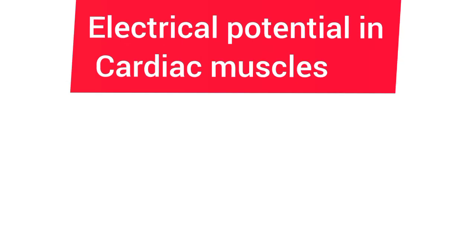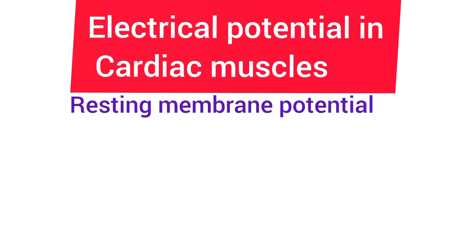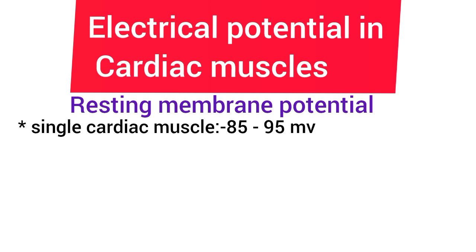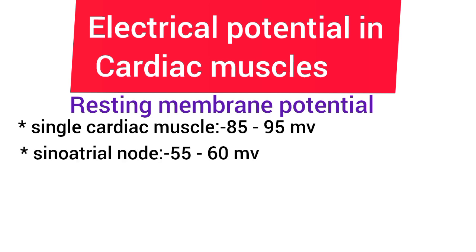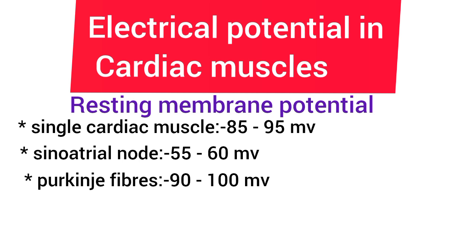Now, let us look at the electrical potentials in cardiac muscle. The resting membrane potential in a single cardiac muscle fiber is between -85 to -95 millivolts. The resting membrane potential in the sinoatrial node is between -55 to -60 millivolts. The resting membrane potential in Purkinje fibers is between -90 to -100 millivolts.